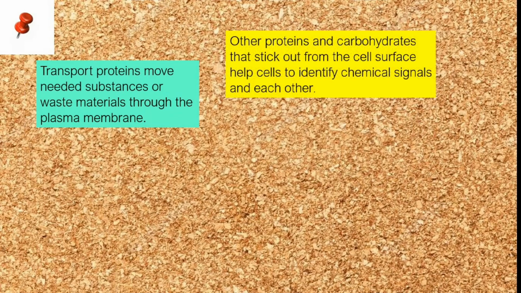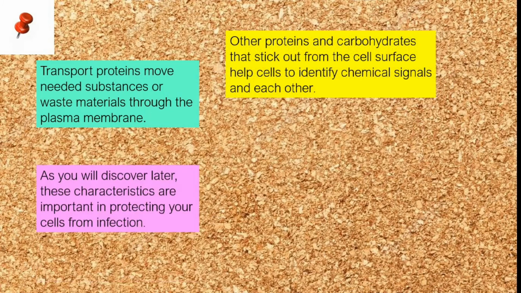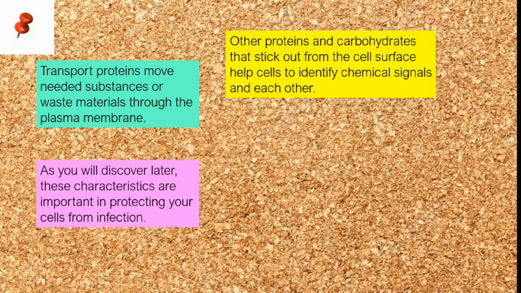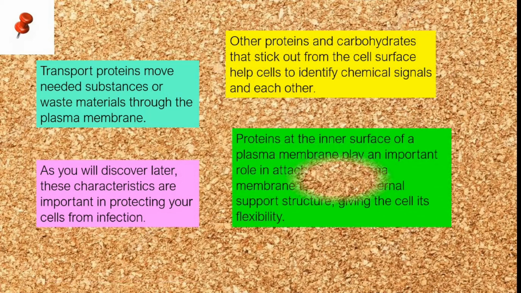Other proteins and carbohydrates that stick out from the cell surface help cells to identify chemical signals and each other. As you will discover later, these characteristics are important in protecting your cells from infection. Proteins at the inner surface of a plasma membrane play an important role in attaching the plasma membrane to the cell's internal support structure, giving the cell its flexibility.